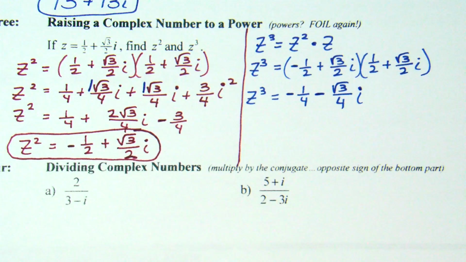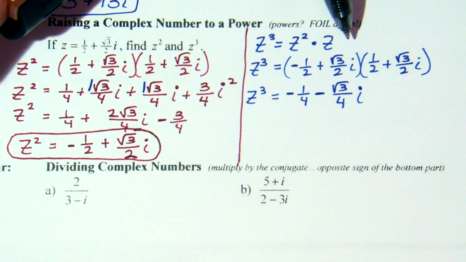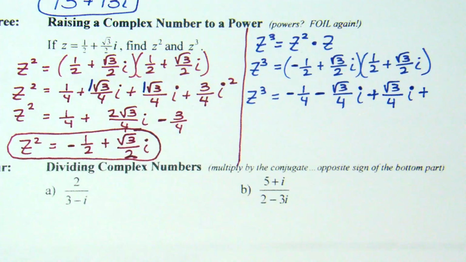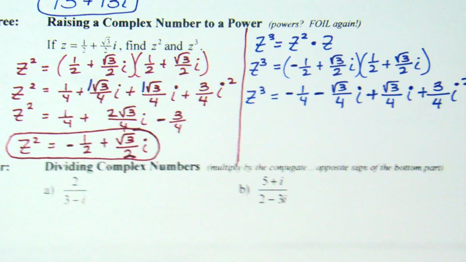And last, radical 3 over 2i times radical 3 over 2i. What is radical 3 times radical 3 again? 3. 2 times 2 is 4. i times i squared. What's the good news? They cancel. These end up being conjugates. My middle terms cancel. Minus radical 3 over 4i plus radical 3 over 4i will cancel. That just made life a little easier here, didn't it?